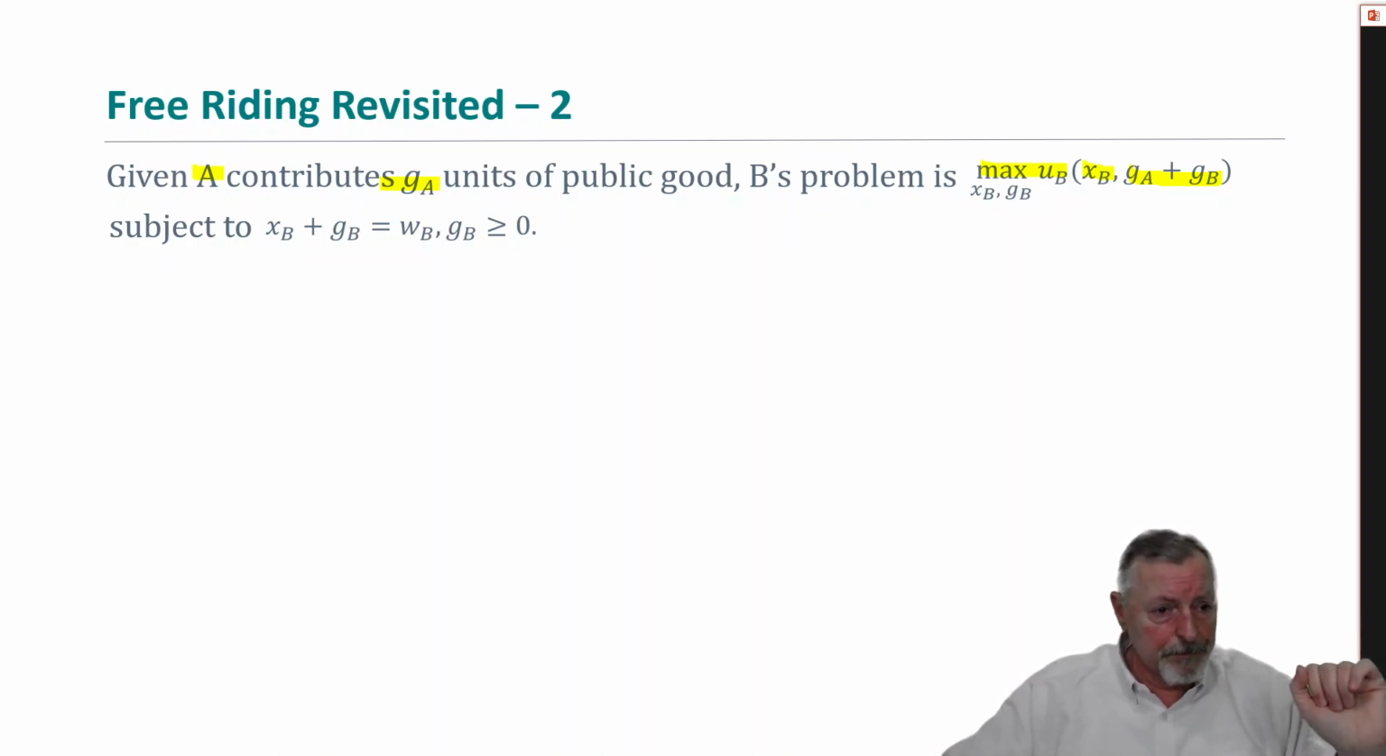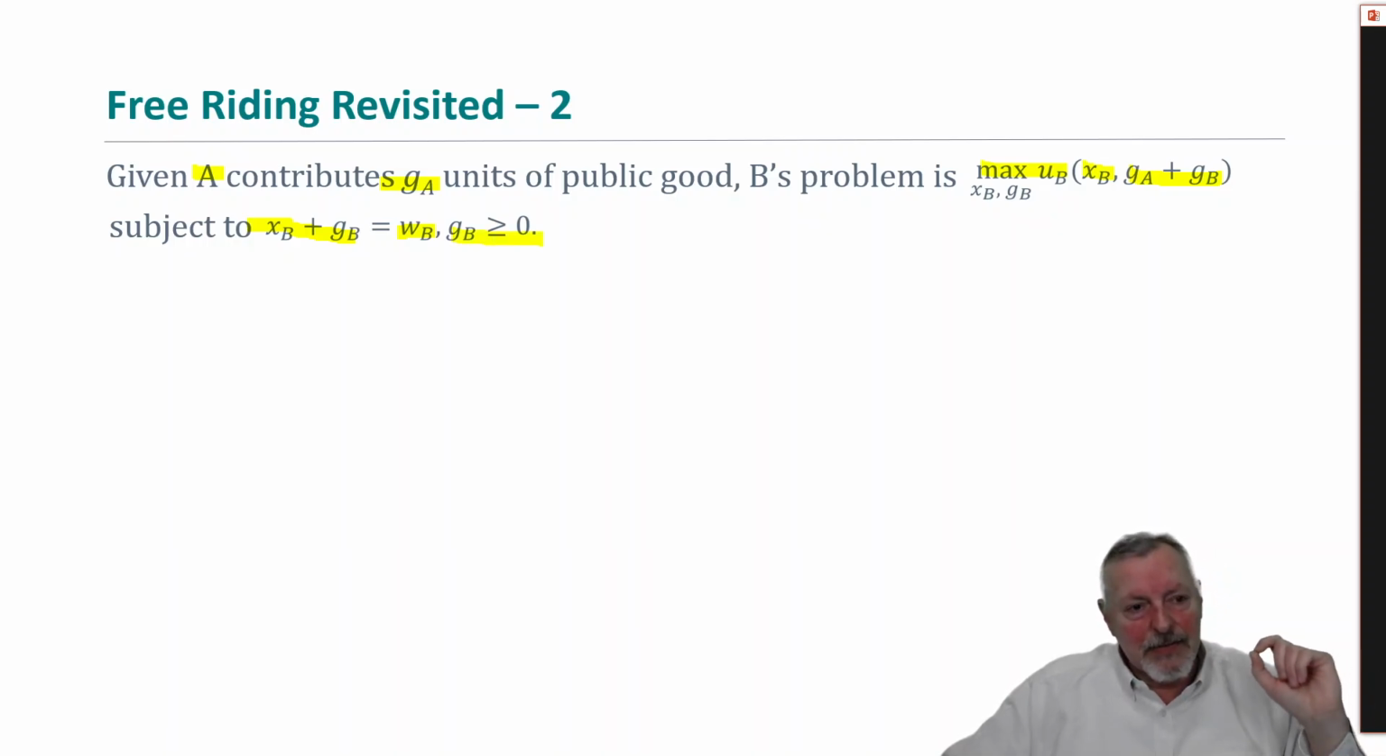A constraint: the total wealth of person B has to be equal to private spending for B and the amount B spends on the public good. Also, person B cannot spend a negative amount on the public good. And all of this is also true from A's perspective.